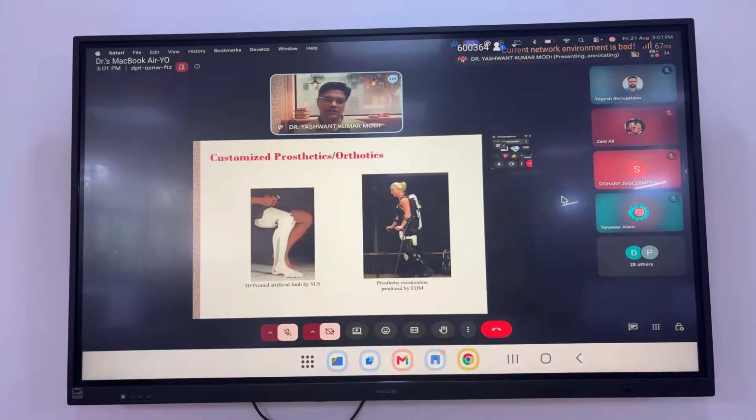And here is another example of an artificial limb made by this process. Okay, an exoskeleton made by FDM technology. This is basically made to provide support to the spine. If there is some problem in his spine and the person is not able to stand straight, then he may require an exoskeleton kind of thing which supports him. So a customized exoskeleton can be prepared using 3D printing technology.